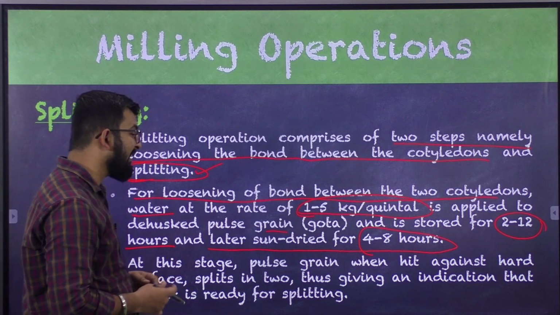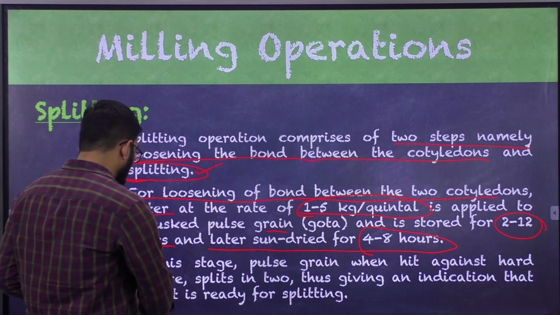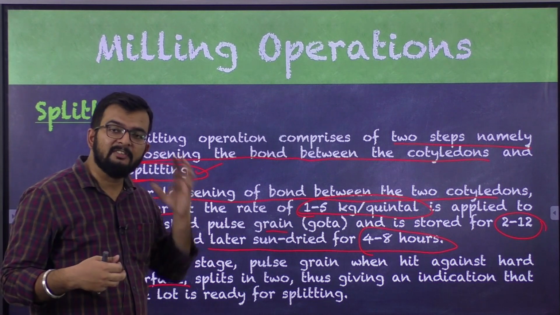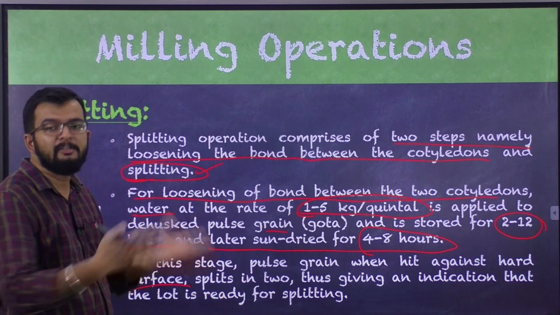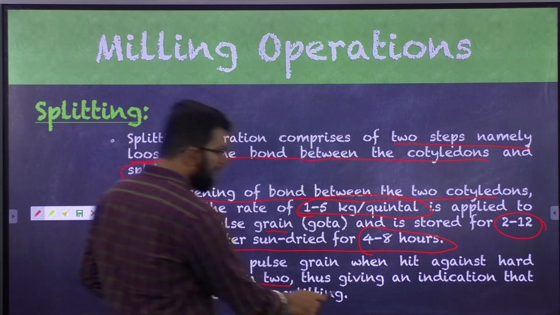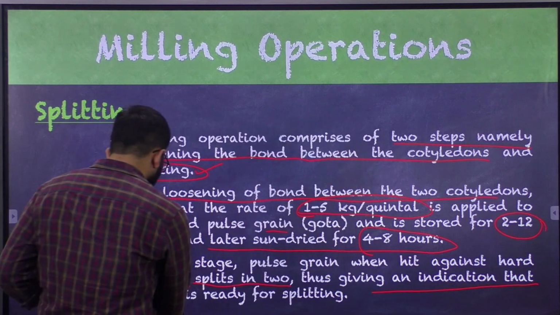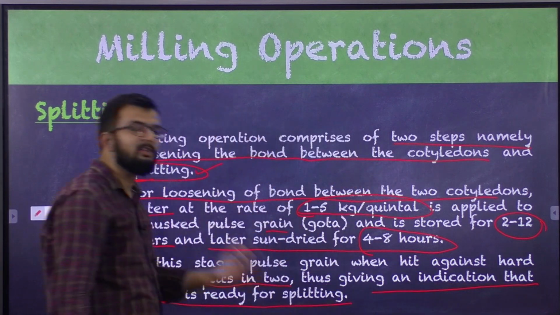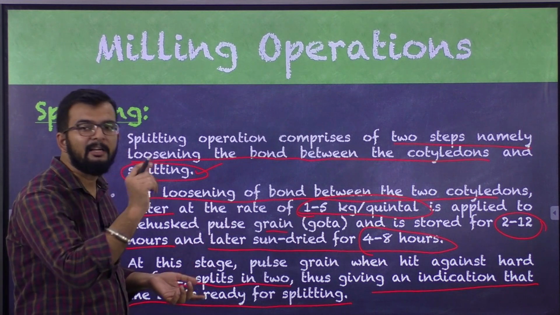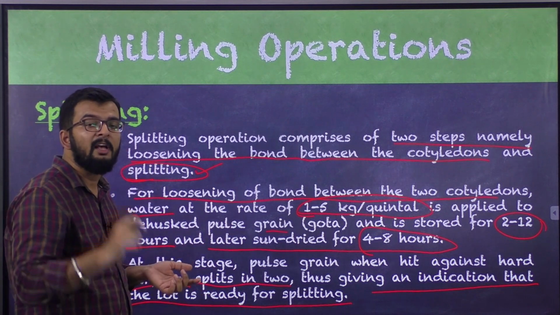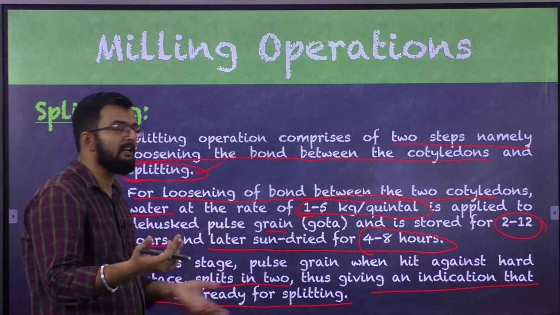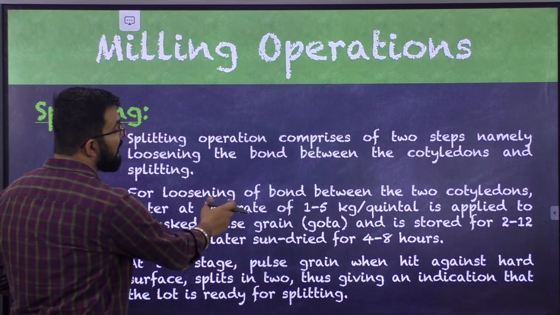Okay, at this stage, when the pulse grain is hit against a hard surface, that is, when there is impact, it will split into the 2 cotyledons, thus giving an indication that the lot is ready for splitting. So this is how they identify if it is ready or not. That is, you hit that gota or your dehusked pulse against a hard surface, and if the cotyledons split into two, it is an indication that the lot is ready for splitting.